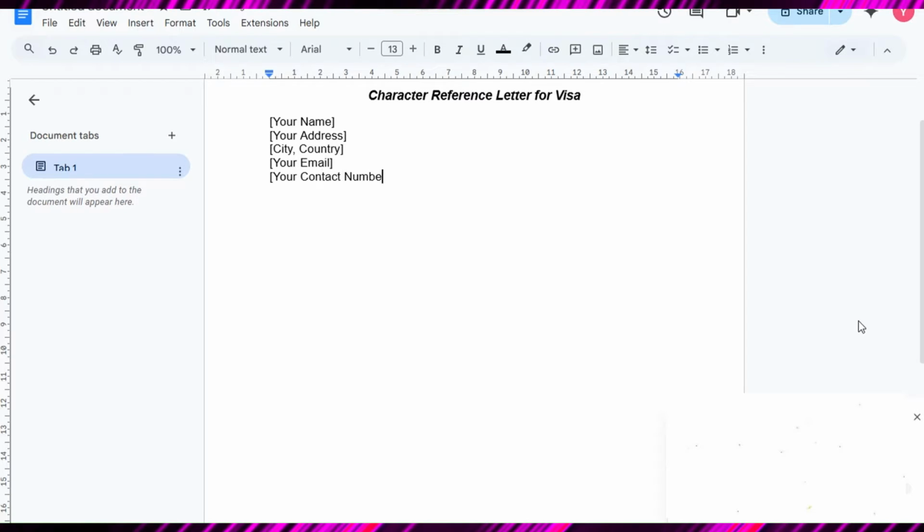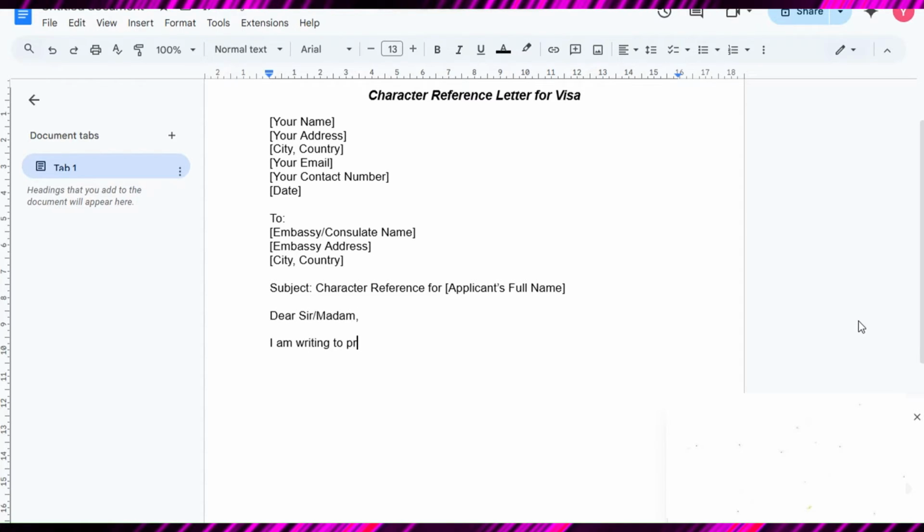date at the top. Next, address the letter to the relevant embassy or consulate, mentioning its name and address. Ensure you include a clear subject line stating that the letter is a character reference for applicant's full name. Start the letter with a formal salutation, such as "Dear Sir, Madam," to maintain professionalism.